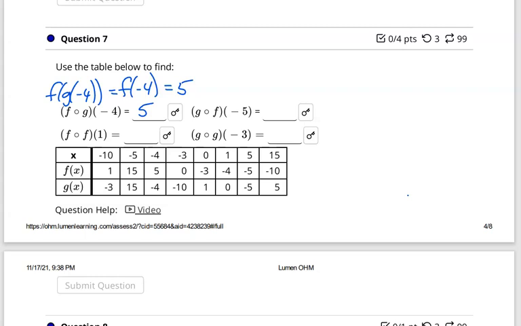G of f at negative 5. Always rewrite, just to make it very clear, you need f of negative 5. Well, f of negative 5 is, here's negative 5 in, I get 15 out. So that means that's the same as g of 15. Well, 15 in, g gives me 5 out.